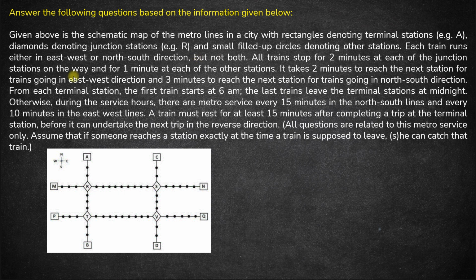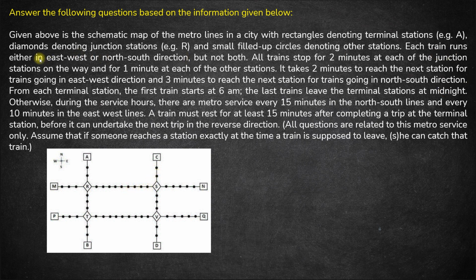Now diamond-shaped stations denote junction stations R, T, V, S, and the small filled-up circles denote other stations. So all these black dots here are other stations.